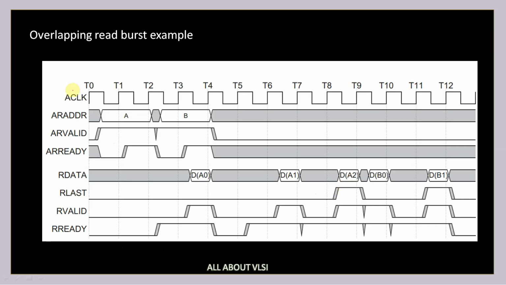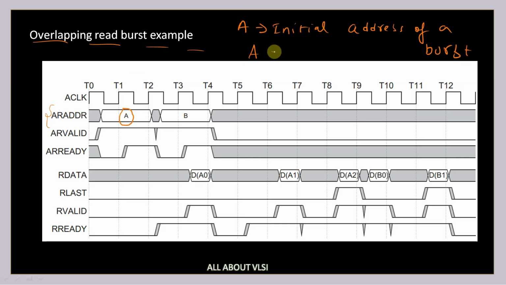Now let us take one more example, where we have an overlapping read burst example. In this particular example, we are going to provide the address, that is, this is the initial address. A is the initial address of a burst. Here in this example, A is the initial address of the first data item, and from the next data onwards we need to calculate, and how to calculate that we are going to learn later.